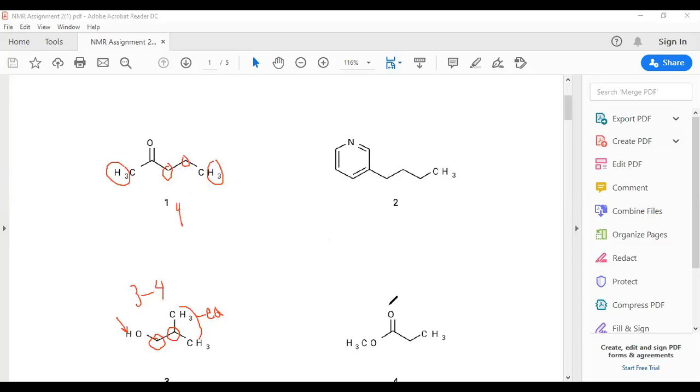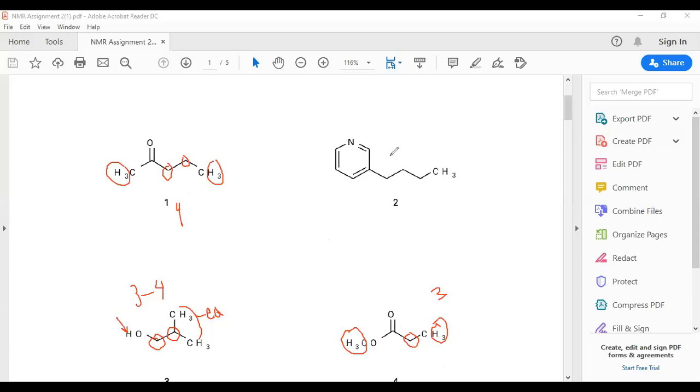All right. What about here? That's going to be a signal. That's going to be a signal. Is that right? Yes. And then you'll get a signal here. So 3 signals, right?